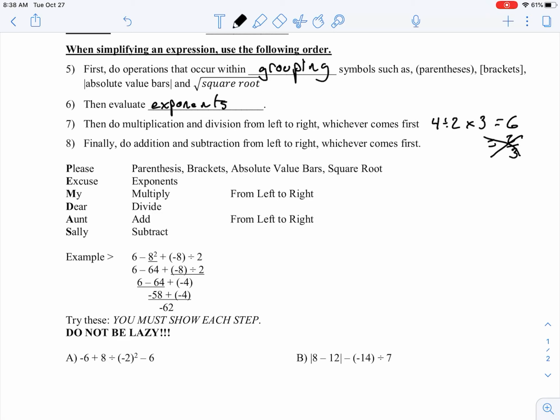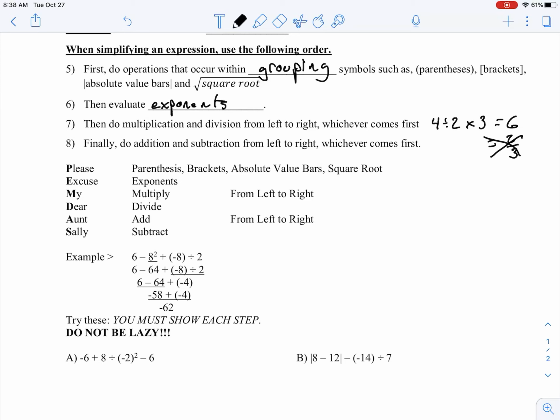And then our final step is to do addition and subtraction from left to right, just like multiplication and division. So if a subtraction comes before an addition piece, don't do the addition piece first. We are doing the subtraction bit first.